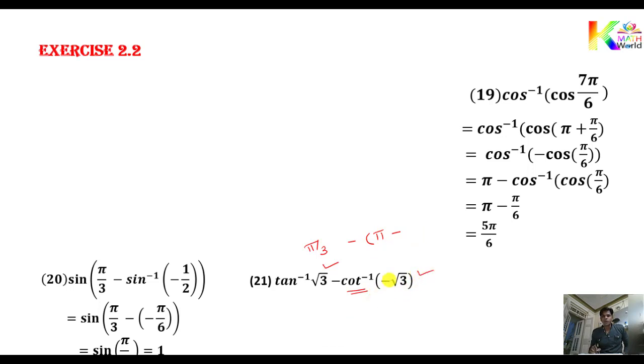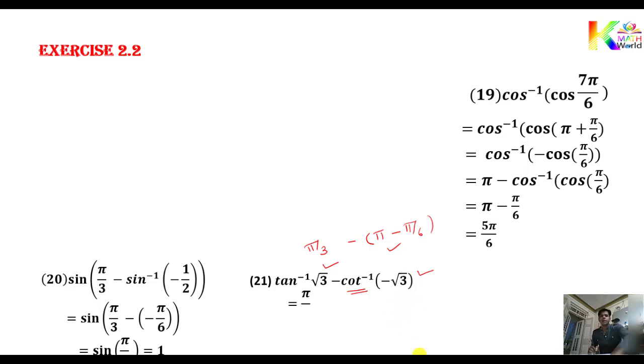So root 3 is there. Forget this negative sign. So root 3. What is the value of root 3 in terms of cot? Tan 30, that is 1 over root 3. So cot 30, that will be root 3. 30 means pi by 6. So what should be the answer of this one? Pi minus pi by 6.